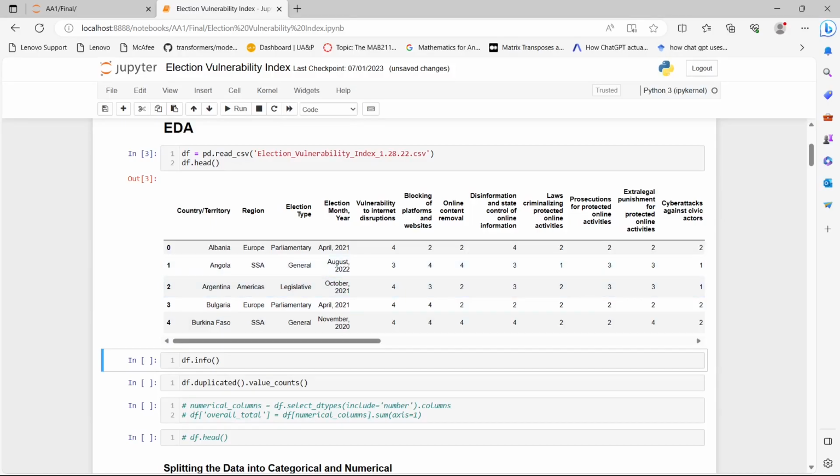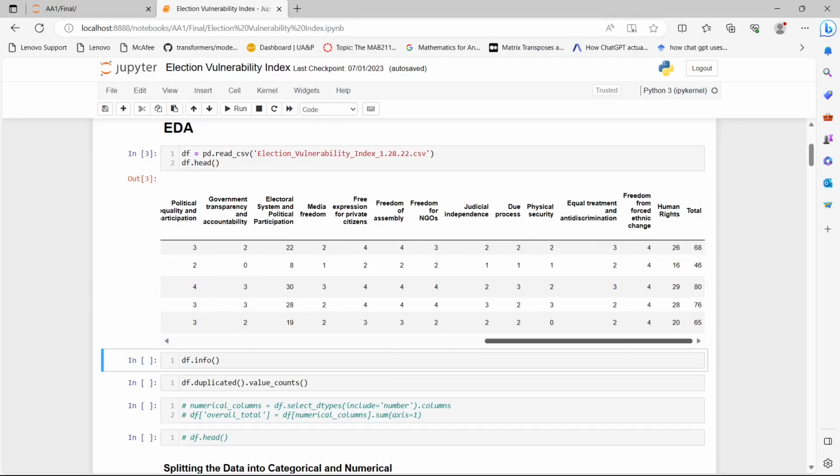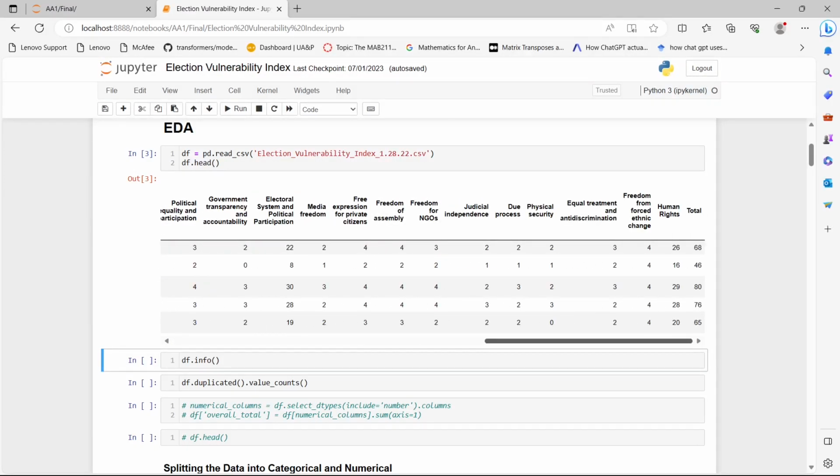So this is our dataframe now. We have these different countries or territories, then the particular region each one of them belongs to, and the election type. For example, we have Albania. It belongs to Europe. Its election type is parliamentary. Its election is held every April, and the last one was April 2021. And also you can see here the different scores. We actually have three categories, which are totaled, and the total score would be 100.